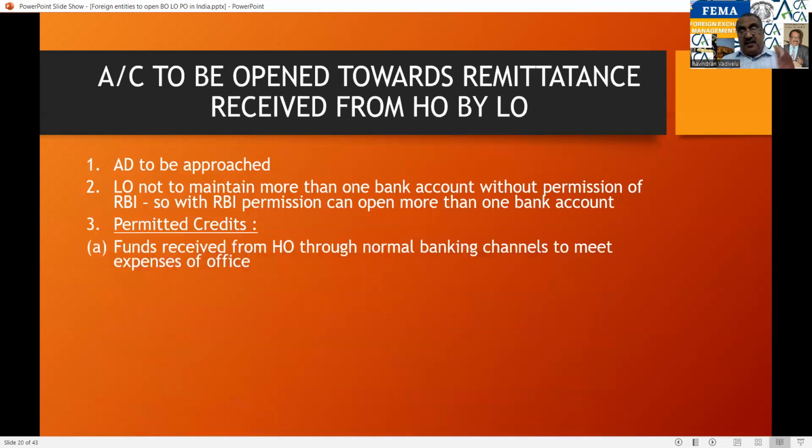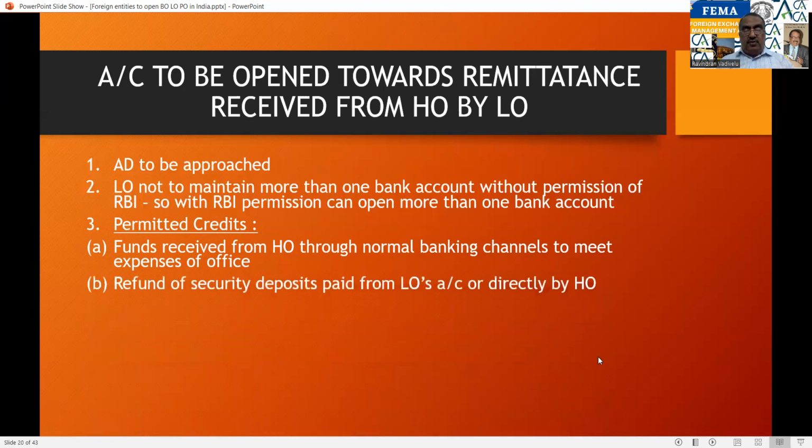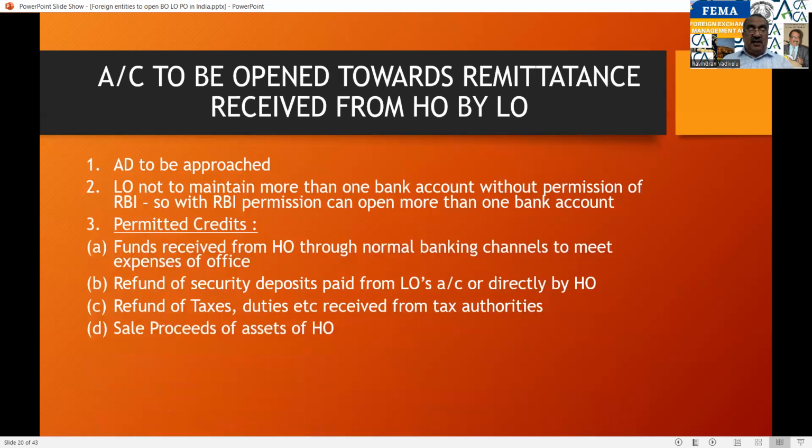Permitted credits are funds received from the head office through the normal banking channel to meet the expenses of the office. And to meet that, you can receive the funds from the head office, and refund of security deposits paid from the liaison office account or directly by the head office, and refund of taxes, duties, etc. received from tax authorities. These are the permitted credits into the account that is opened by the liaison office with the authorized dealer. And the sale proceeds of assets. If there is any sale, then that has to be credited to the account.